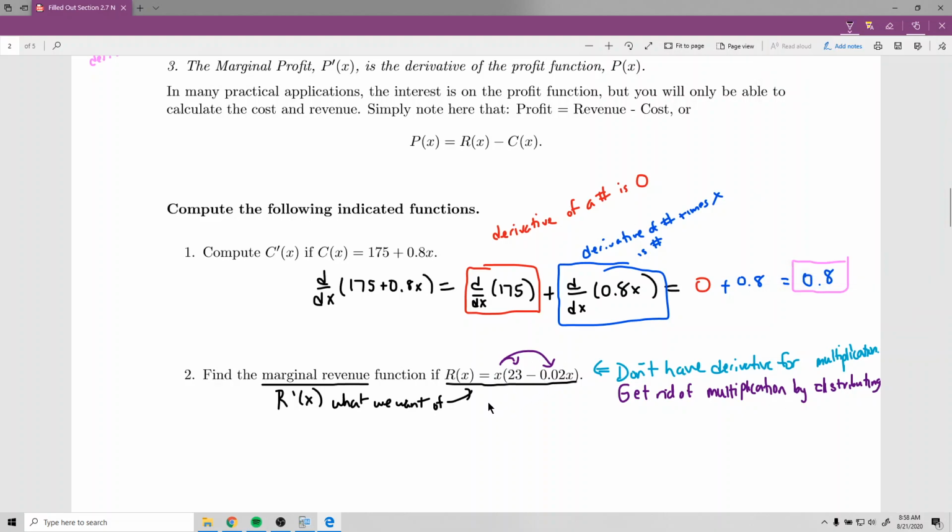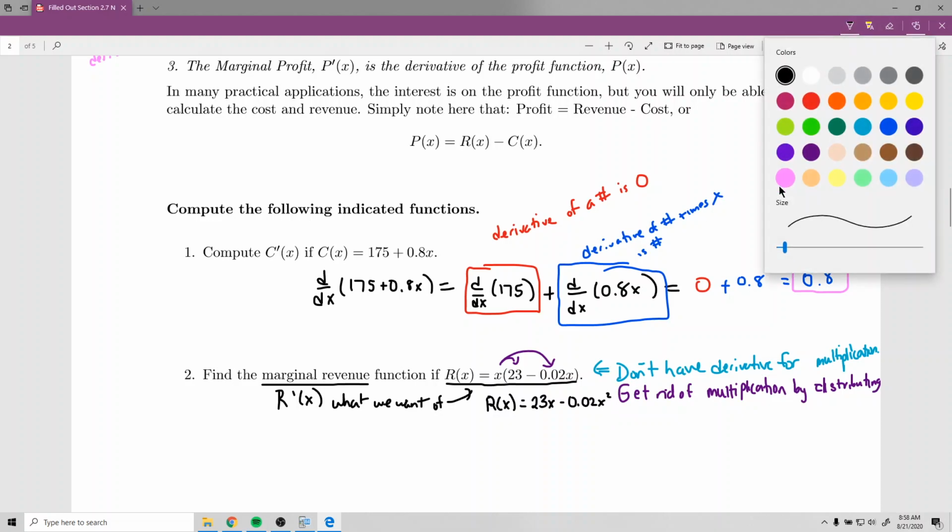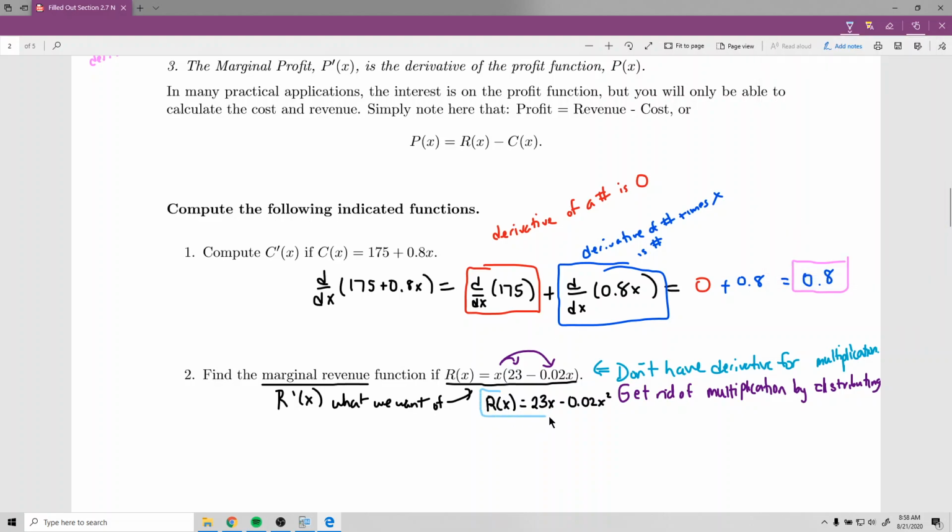So I'm going to distribute first and then do the derivative. I'm not changing the problem yet. I'm not doing the derivative at all. I'm just getting rid of the multiplication. That's why I'm rewriting it as R of x: x times 23 is 23x minus x times 0.02x is 0.02x squared. And then we want to do the derivative of this. All right, this has no multiplications. We can do the derivative of this.